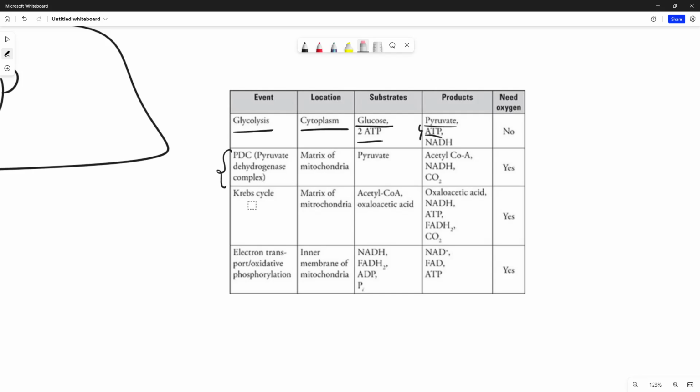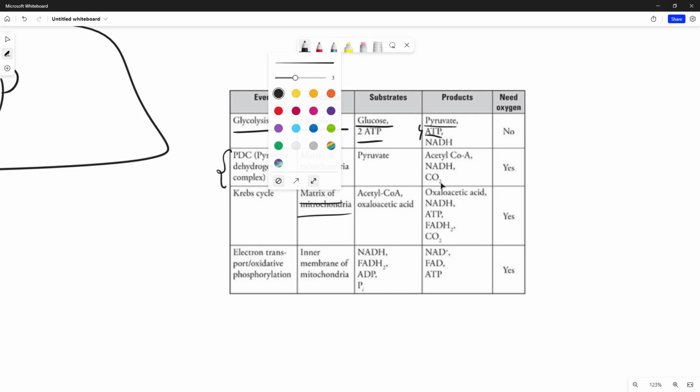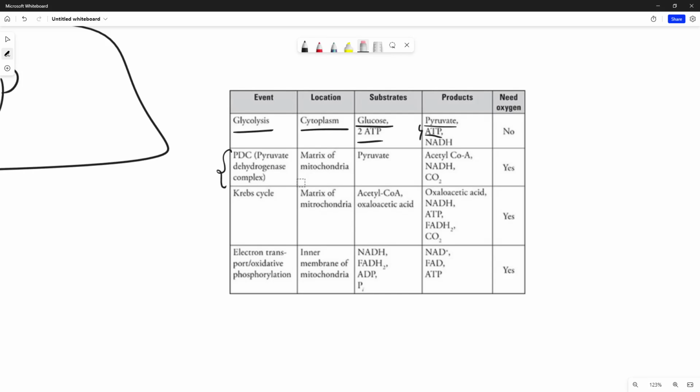So next we have the Krebs cycle, and this also occurs in the matrix of the mitochondria, and this requires acetyl CoA and oxaloacetic acid, and this produces oxaloacetic acid because it's basically like a catalyst, so it doesn't get changed, and it produces NADH, it produces ATP, and it requires oxygen.